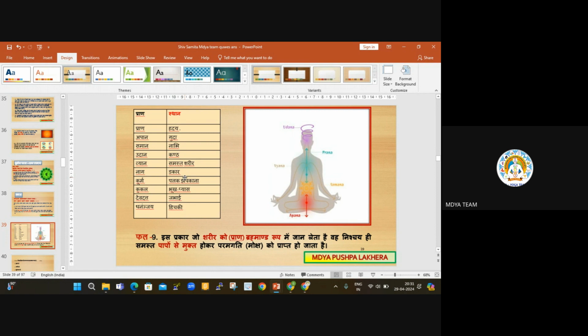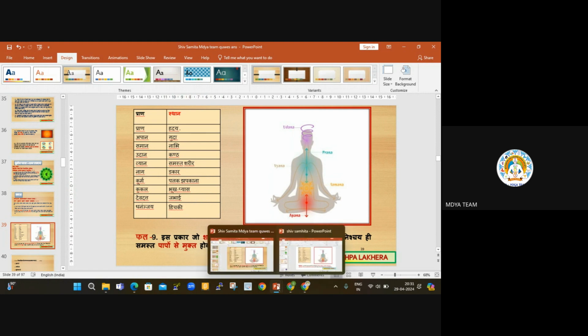And the kurma opens the eyes, like how you blink the eyes, that is because of the kurma. And krikara is the hunger and thirst, which develops because of the krikara. And devadatta is the yawning. Okay, yawning, how you do it, the same way it is mentioned.